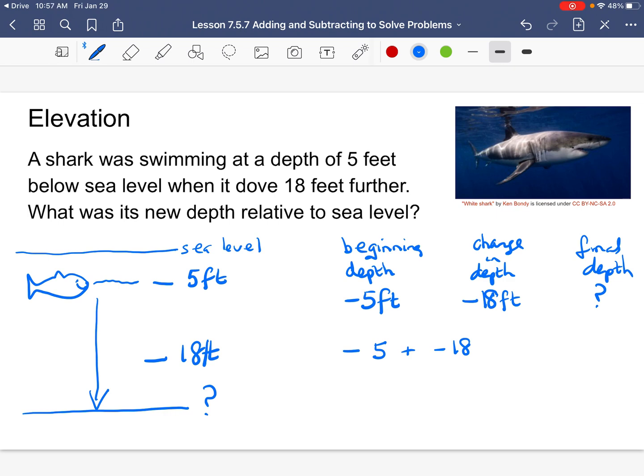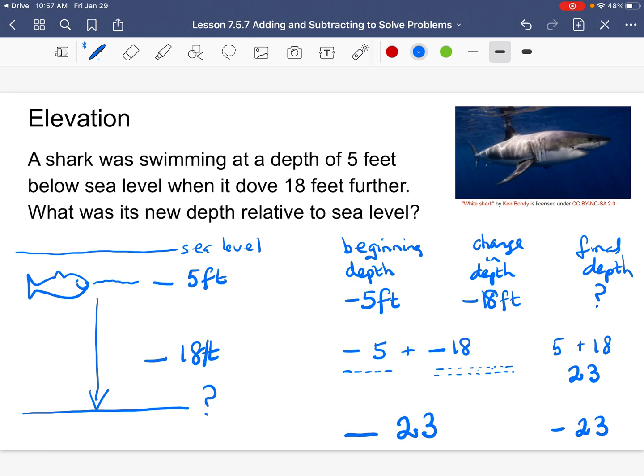And remember, when you're adding two negative numbers, your final answer is going to be negative, because you have 5 negatives and another 18 negatives. How many do I have? 1, 2, 3, 4, 5, 6, 7, 8, 9... So I'm going to have 23 negatives. And to use the algorithm, I take the absolute value of both numbers, 5 and 18, add them together, 23, and they're both negative, so my sign is going to be negative 23.